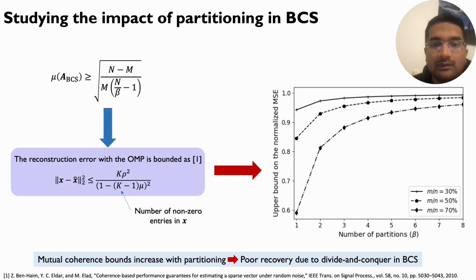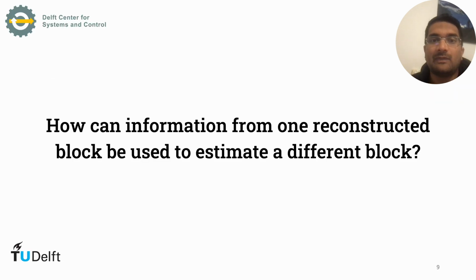So we plugged the coherence bound that we derived into the reconstruction error bound with the OMP, and what you see is the plot on the right, which says that as you increase the partitioning in the problem, as you increase the number of blocks, the reconstruction error gets worse. So how do we solve this problem? We are going to make use of information learned in one block in reconstructing the other block.